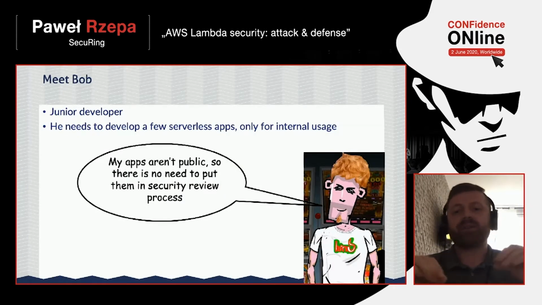The main character of the story which I'm going to present to you today is Bob. Bob is a junior developer who has recently started programming serverless applications built with Lambda functions. His applications are developed in a test environment and they will be used only internally. So absolutely nobody cares about any security testing or any special isolation of his code.